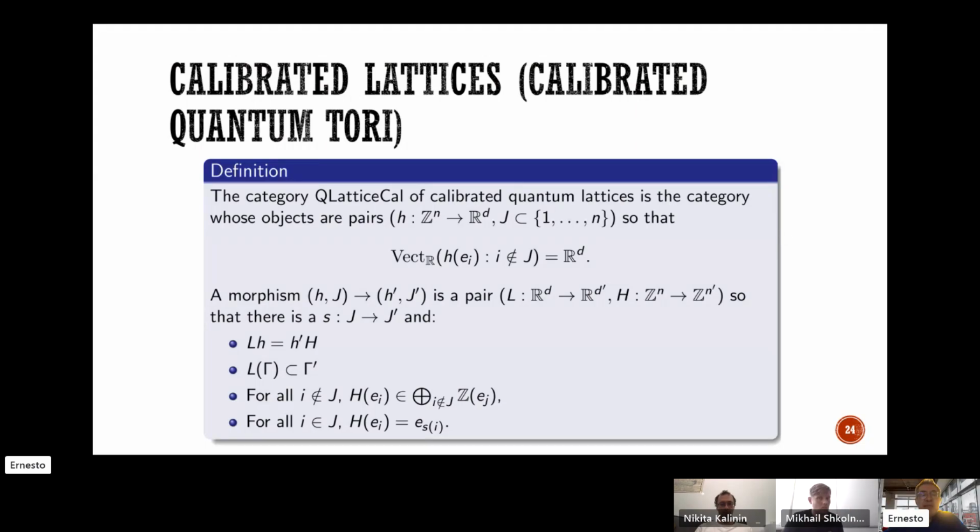We'll continue now with the story regarding the moduli spaces.